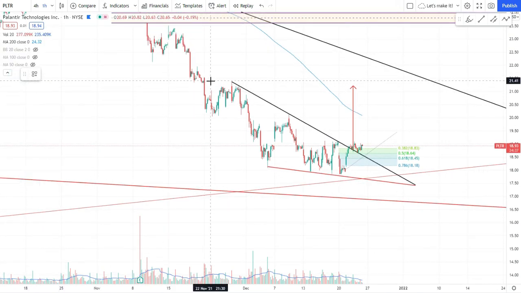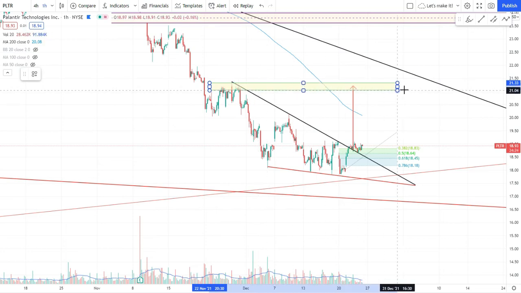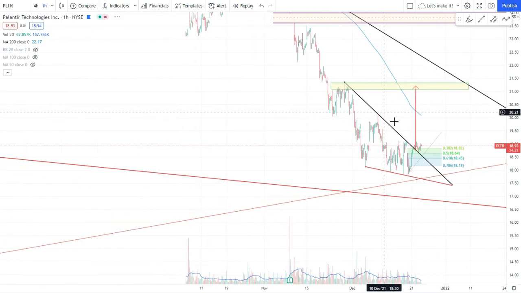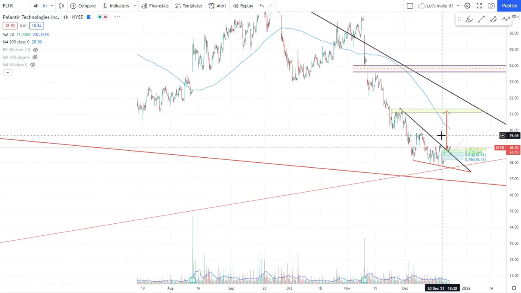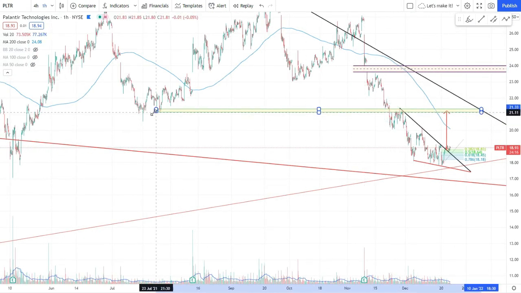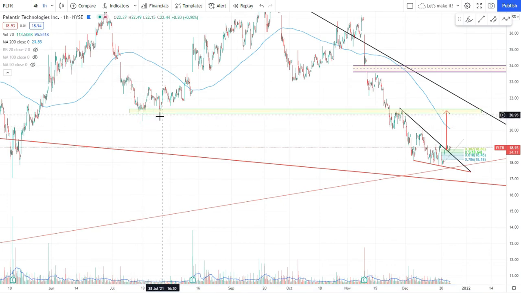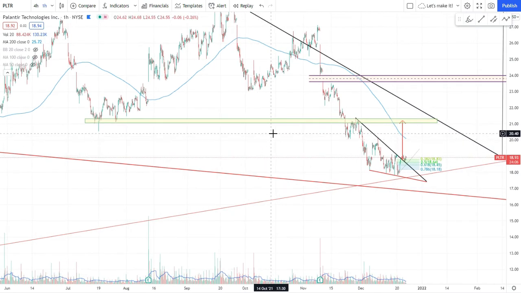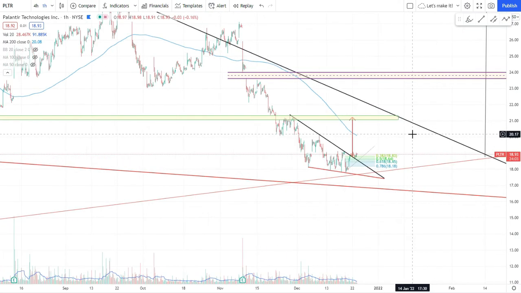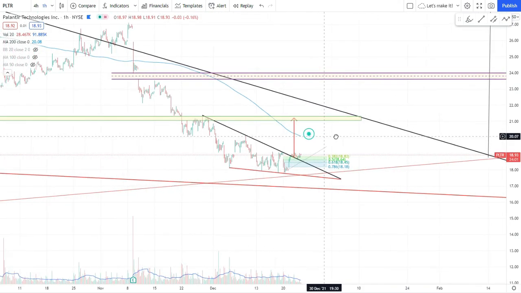If we look here, we have this resistance, where the price actually found resistance in the past, and we're talking about November still. So I would expect the price to try to attack the 21 level again. If we extend this level of resistance, we see that even in the past, in July exactly, we had this level behaving as a resistance. So this will be a crucial level. In the medium term, I expect the price to try to attack that level here.